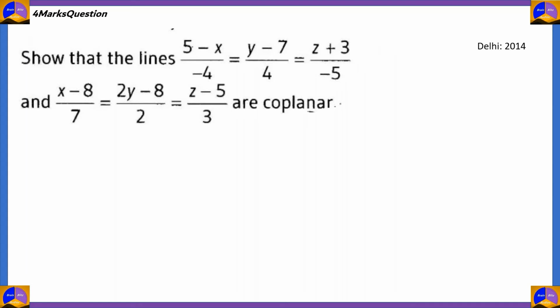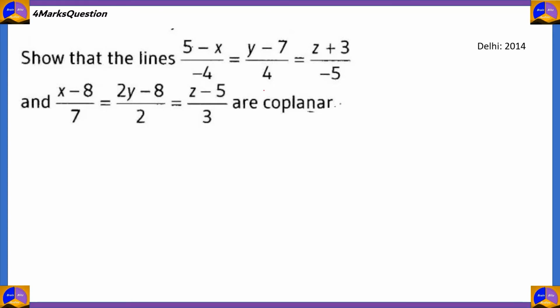Next question. Show that the lines (x minus 5) by minus 4 is equal to (y minus 7) by 4 is equal to (z plus 3) by minus 5, and (x minus 8) by 7 is equal to (2y minus 8) by 2 is equal to (z minus 5) by 3 are coplanar.